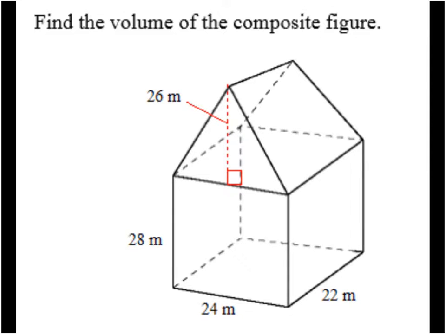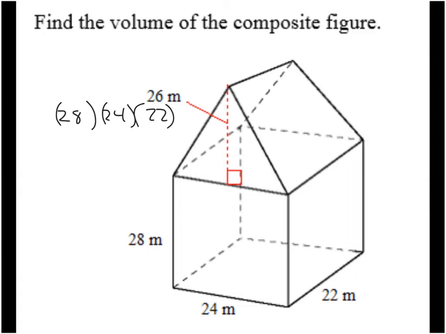So if you look at the first one, it kind of looks like a house. So we're going to start by getting the volume of the rectangular prism, which is the bottom. On the bottom, I'm using these numbers: 28, 24, and 22. So 28 times 24 times 22.